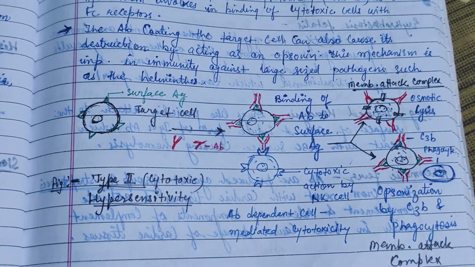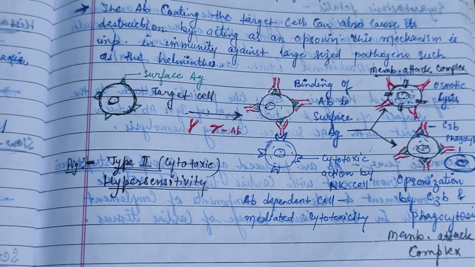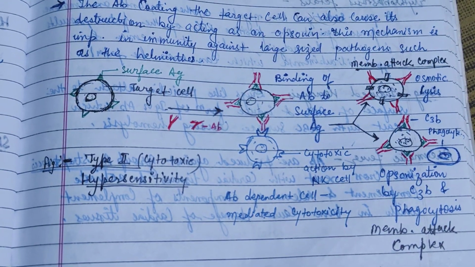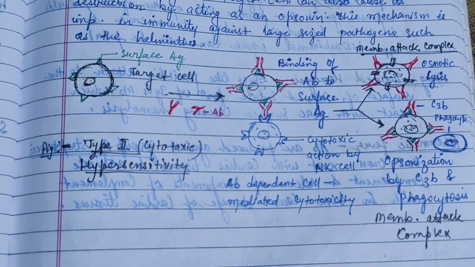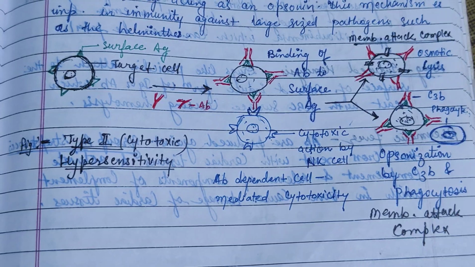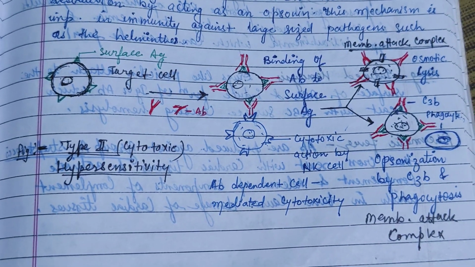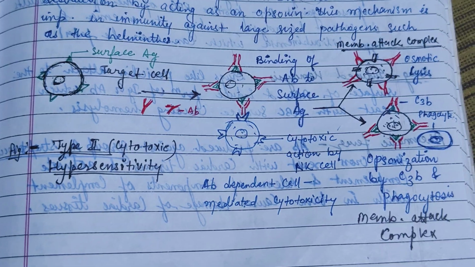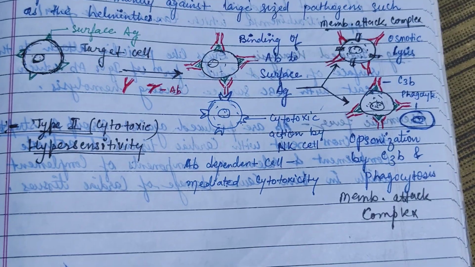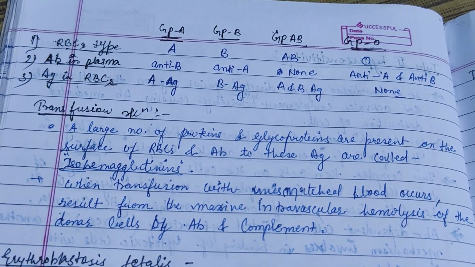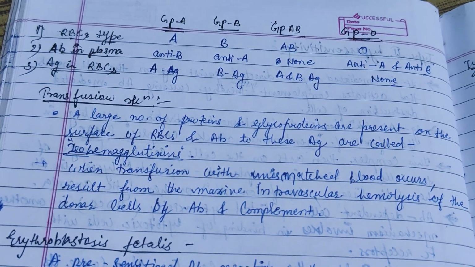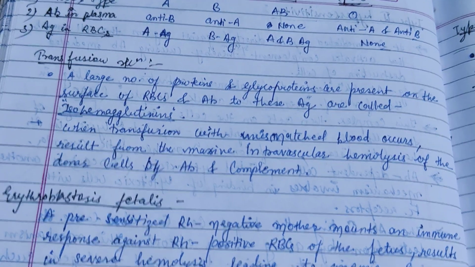The antibody coating the target cells can also cause their destruction by acting as an opsonin, and this mechanism is important in immunity against large cell pathogens such as helminths. This figure describes type 2, that is cytotoxic hypersensitivity, in which the antibody binds to the antigen on the surface of the target cell, the reaction proceeds, and the membrane attack complex is formed. Here is an example of blood group types, that is blood group A, group B, group AB, and group O. So antibody in plasma, antigen in the RBC.